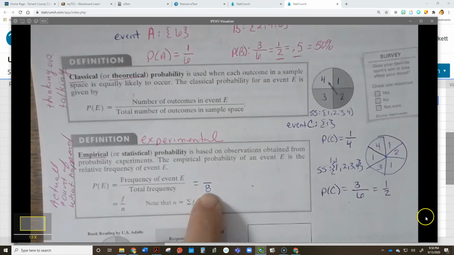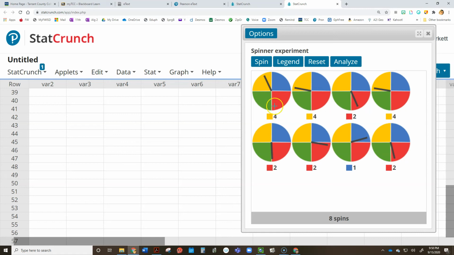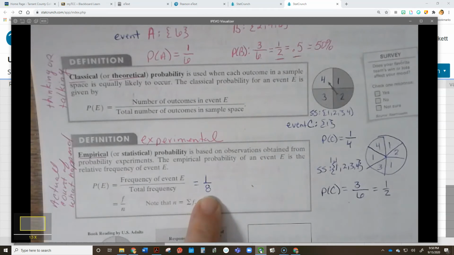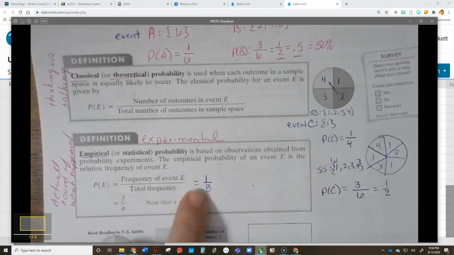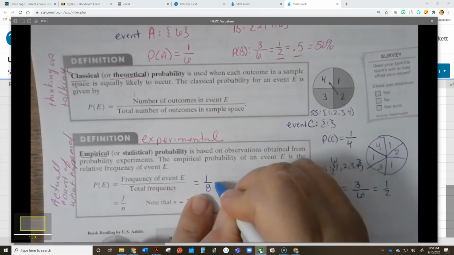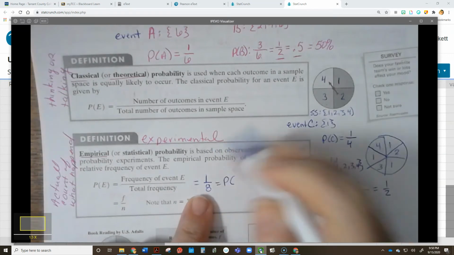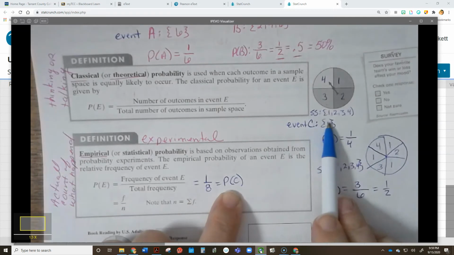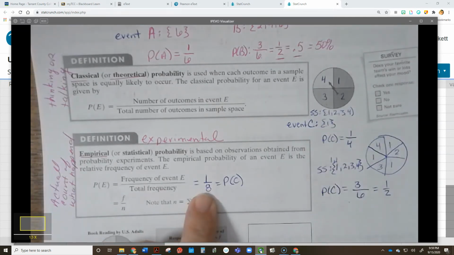And then I'm going to say, okay, how many times did it land on 1? It just landed on 1 time. So since it landed on 1 time, the experimental probability of event C happening, and we defined C to be landing on 1, that was only 1/8.